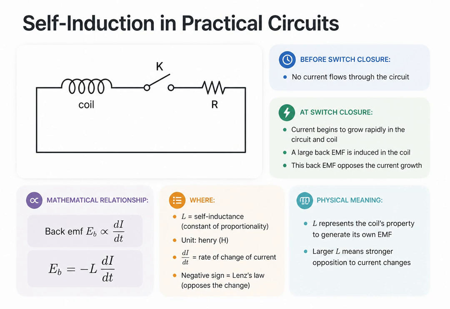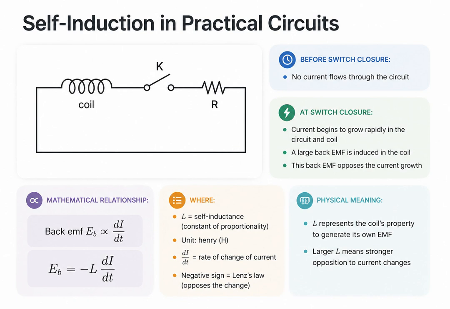Before the switch closes, there's no current. The moment you close it, current tries to grow, but the coil fights back by generating a back EMF proportional to how fast the current is changing. This is captured by the equation EB equals negative L di dt.